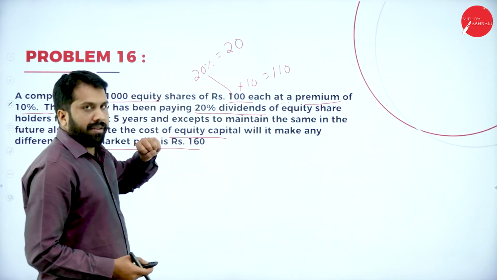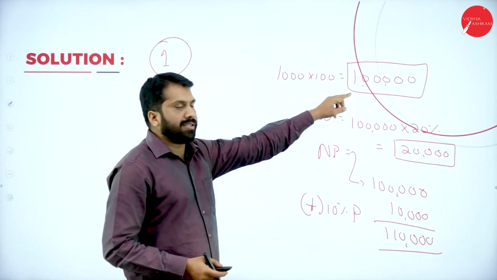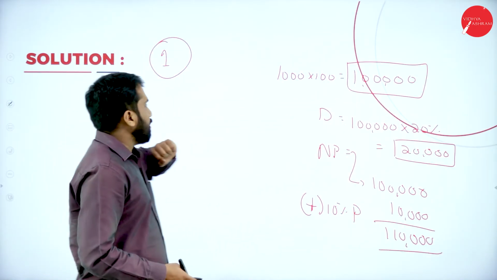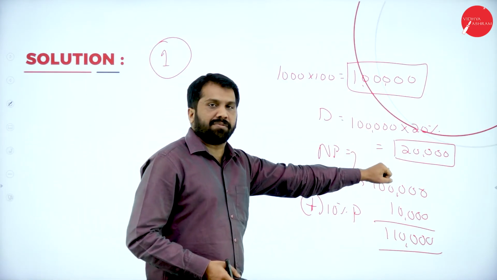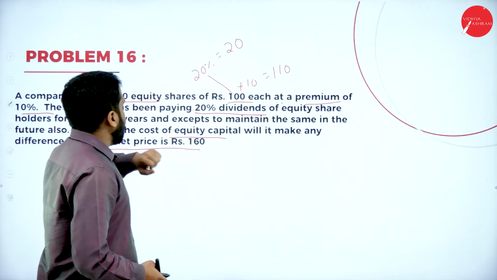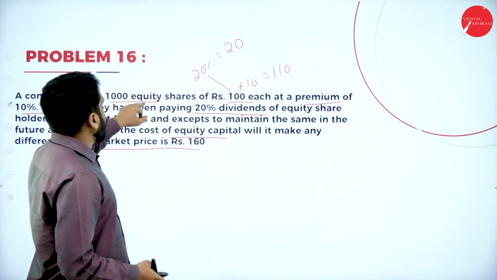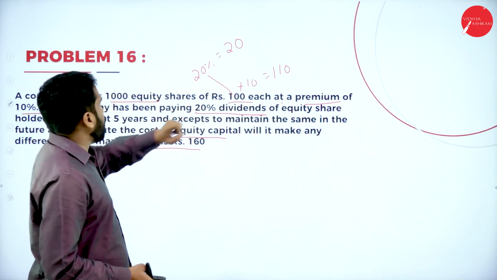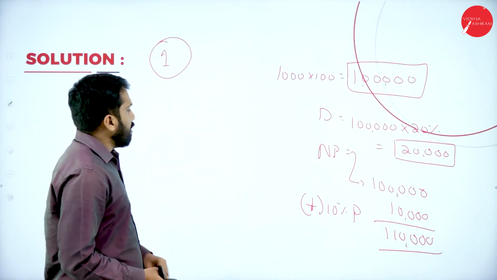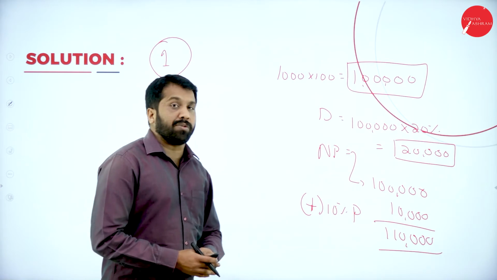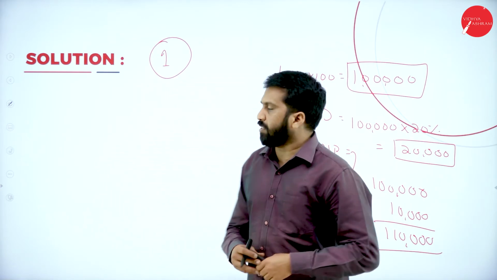1,000 shares of 100 each. Multiply, the value is 1 lakh. Clear? Yes. Dividend is 20%. 1 lakh into 20%, it is 20,000. Clear? Yes. Now, the company issued shares of 100 rupees each at a premium of 10%. At premium, it is issued. So it will be what? 1 lakh plus 10%, it is 1,10,000. I'll go for the first answer.